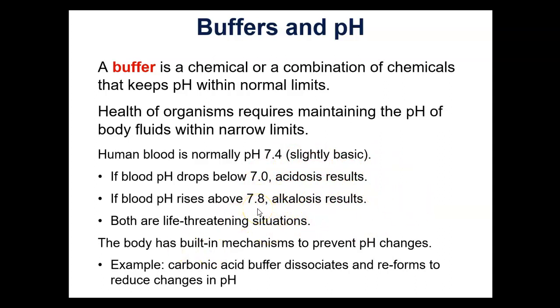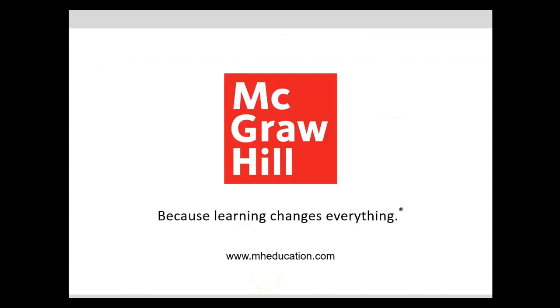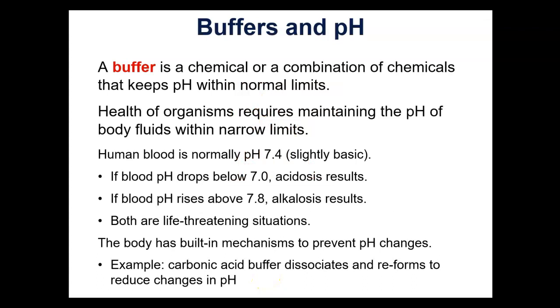But buffers are built in within the chemicals that are dissolved within our body fluids. They're designed to help keep our blood pH around 7.4. One of the most important buffer systems in our body is the carbonic acid buffer system. It doesn't show you that here, but the carbonic acid buffer system is designed to prevent our pH from changing too much.